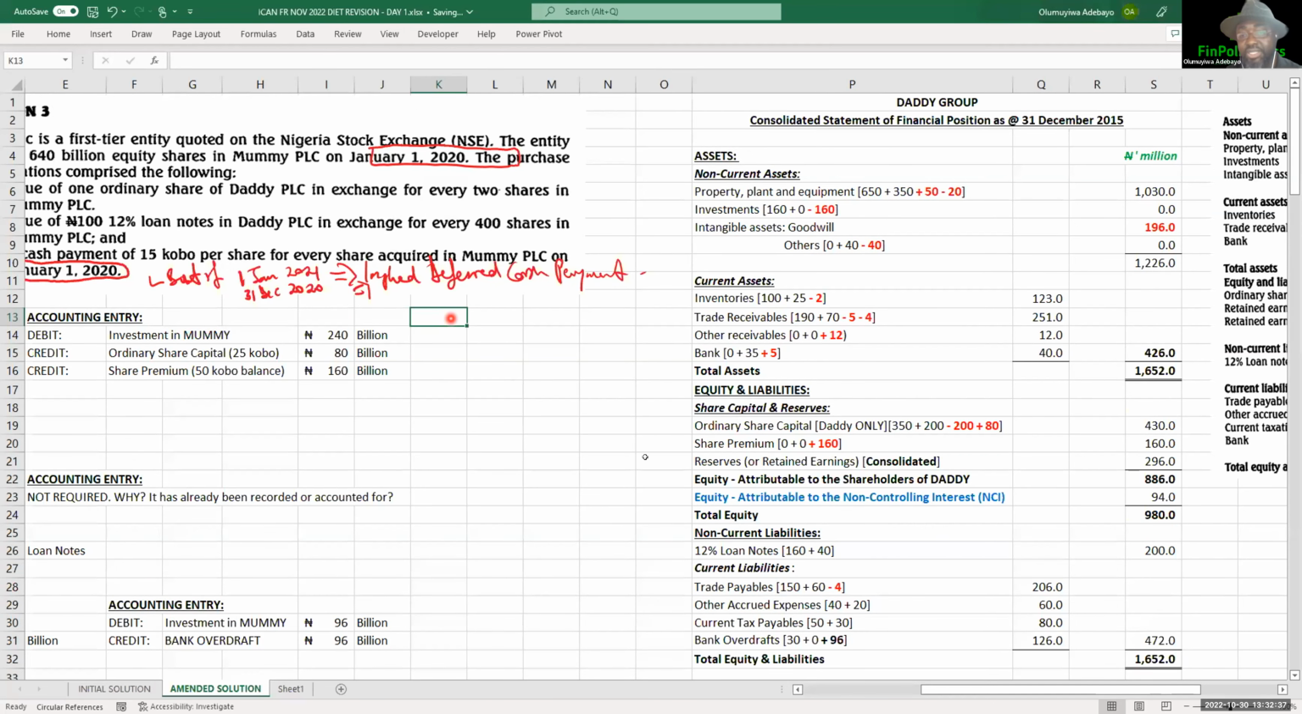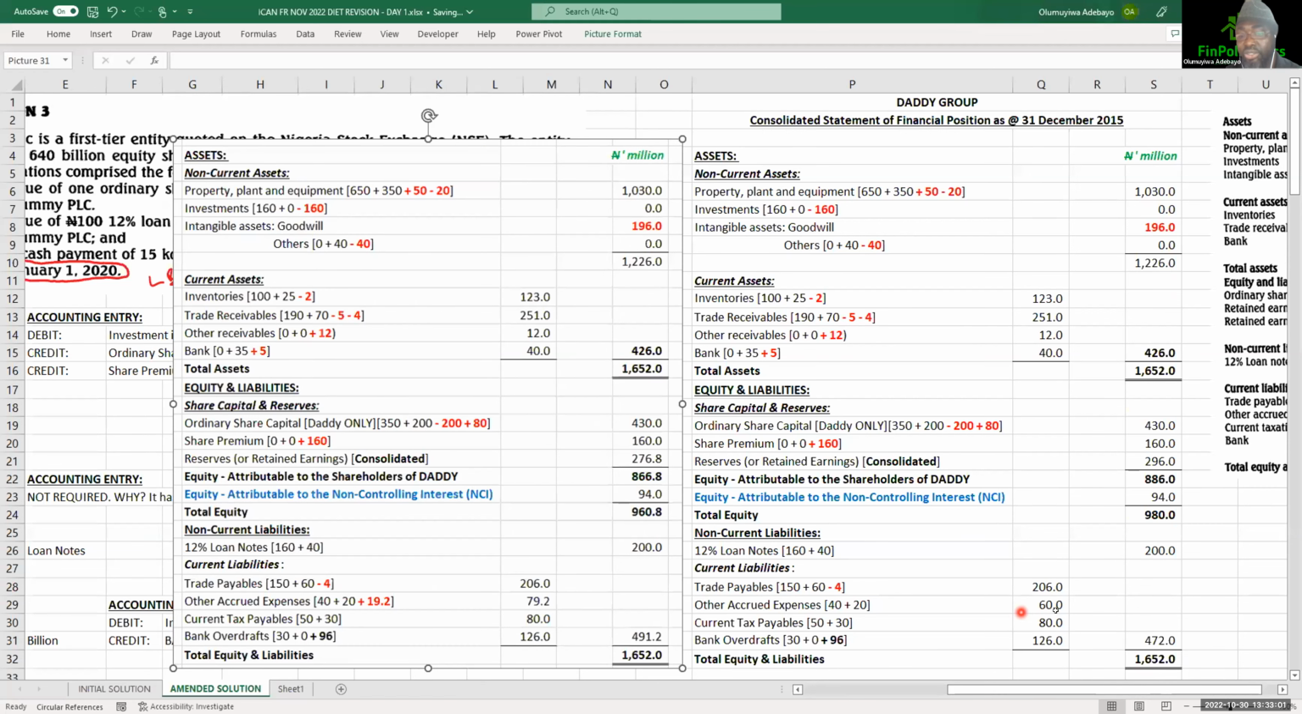Earnings consolidated is 276.8. This one is 296.0. NCI here is 94. Here is 94. Now, accrued expenses here is 79.2. Here is 60, which means the difference is just between the treatment of how that interest reduces the consolidated earnings and also reduces the liability, all because it has been accounted for before. But if it has not been accounted for before, it means our liability has to increase and our retained earnings have to reduce because of the additional expense being recognized. That is that. Okay, now let's take that one out.